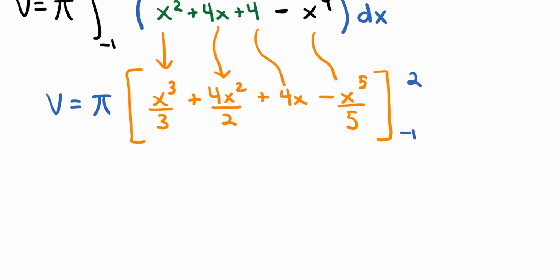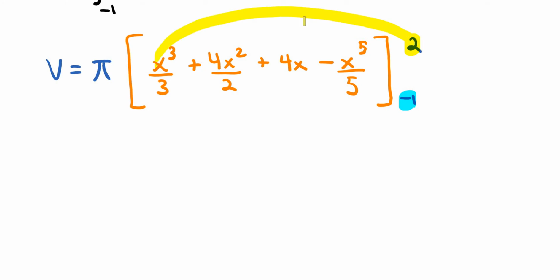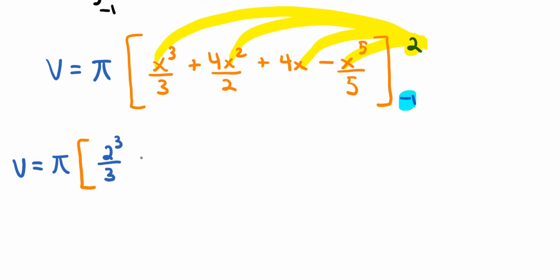I do want to say this is going to take quite a bit of work to evaluate, because I do have numbers on my upper and lower bounds here. So if I had 0, then things would have been easier, but I actually have numbers for both my upper and lower bounds here. So I'll just show the substitution step, and then I'll just jump to the final answer, just because I want to save a little bit of time on the calculations. Okay, so that's going to be 2 to the power of 3 divided by 3 plus 4 bracket 2 to the power 2 divided by 2 plus 4 times 2 minus 2 to the power of 5 divided by 5.